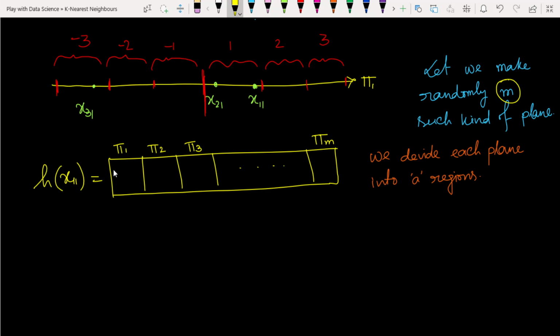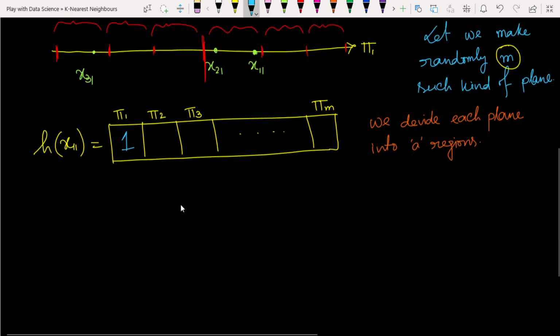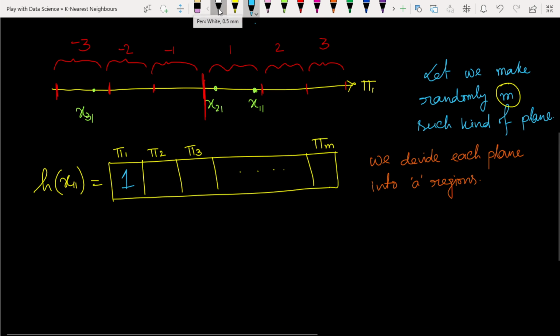Okay, now let's see where x11 lies. In the pi1 plane, which region does it lie in? In the pi1 plane, it lies in the first region, so this value will be 1. Similarly for the pi2 plane, let me draw the same thing, I am drawing the pi2 plane again.